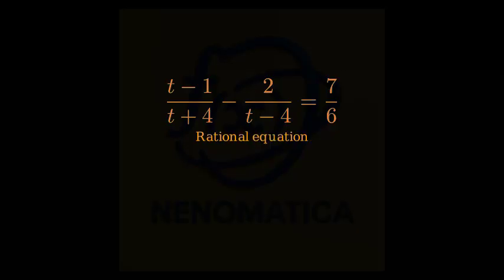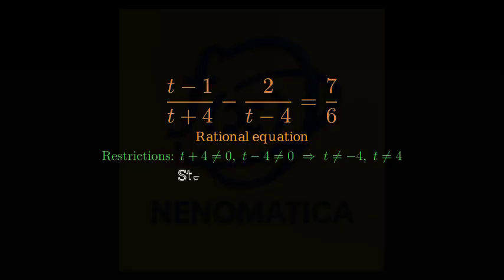Here is the problem. We must solve for t in the equation (t minus 1) over (t plus 4), minus 2 over (t minus 4) equals 7 over 6. First, state the domain restrictions. Denominators cannot be 0, so t plus 4 is not 0, and t minus 4 is not 0. That means t is not equal to negative 4, and t is not equal to 4.